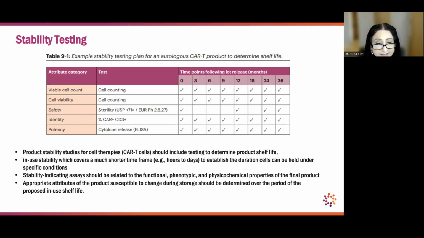And you can have any test. These are just some examples of cell counting, sterility assay, identity using flow cytometry, percent of CAR positive and CD3 positive cells, and then potency, which can have any type of assay. This just mentions the cytokine assay. And on the right side, you can see time points following lot release. It's right after, and then at 3 months, 6 months, 9 months, 12 months, 18 months, 24, and 36. Again, this is just an example, and stability plans can vary from product to product. Next slide, please.